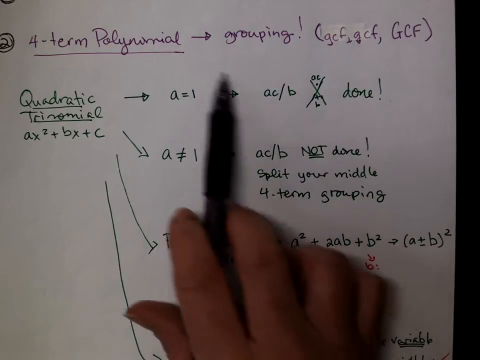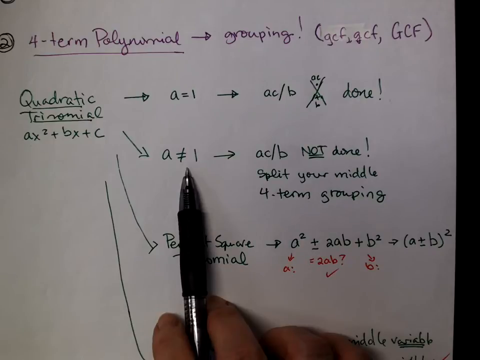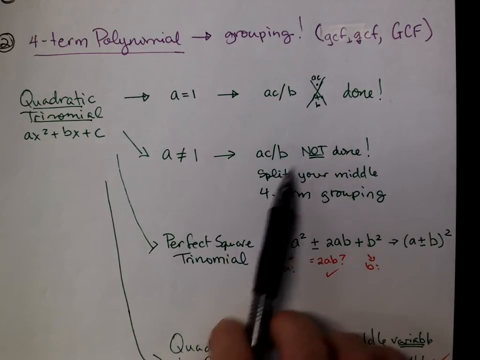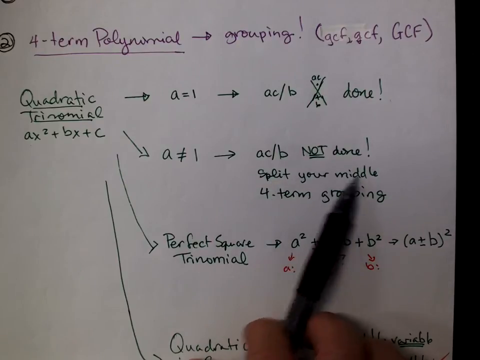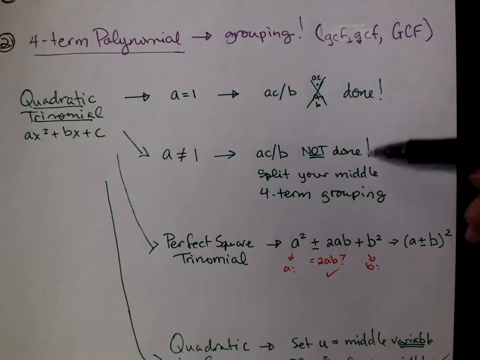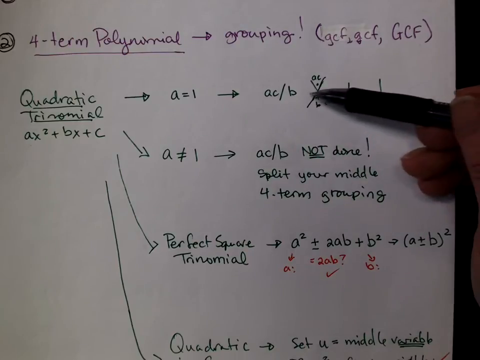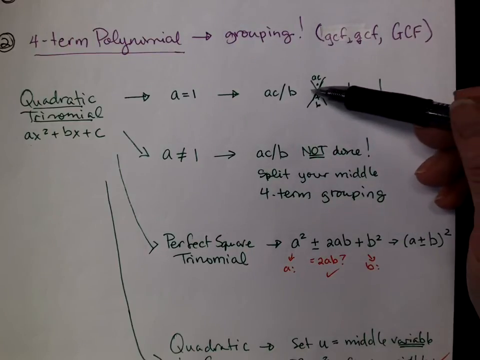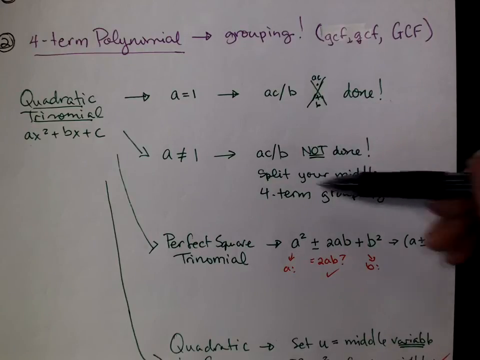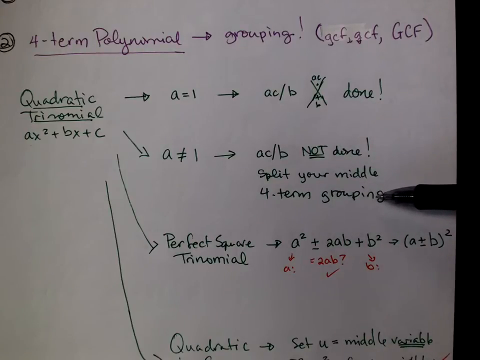Okay. Now, if a is not equal to 1, you're not done. You use that magic pair of numbers to split your middle, and then you use 4-term grouping. Okay. So they start off exactly the same way, but your magic pair of numbers means something different. Here they mean your constants and you're done. Here they mean your split middle, and now you 4-term group. Make sure you use the variable that is in the middle, whether it's an x or y or an xy or a u. That's your middle. Okay.